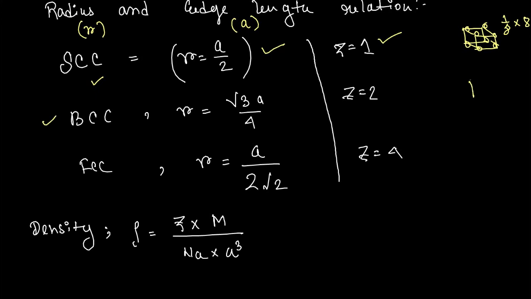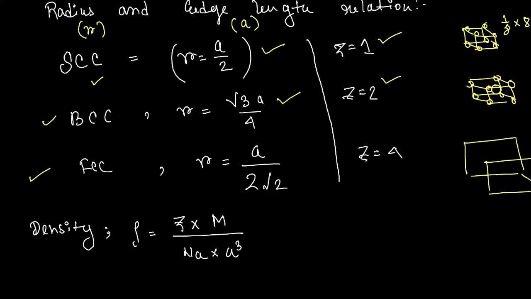For body centered cubic lattice, where at the corner of the cube 8 atoms are present and another 1 atom is present at the center of the body, so z equal to 2 and r equal to root 3a by 4. For face centered cubic lattice, where in a cube 8 atoms are present at the corner of the cube and other atoms are present at the center of the face, 1 2 3 4 5 6 face centers. So this type of lattice is face centered cubic lattice. Here z equal to 4 and r will be related to a by a by 2 root 2.